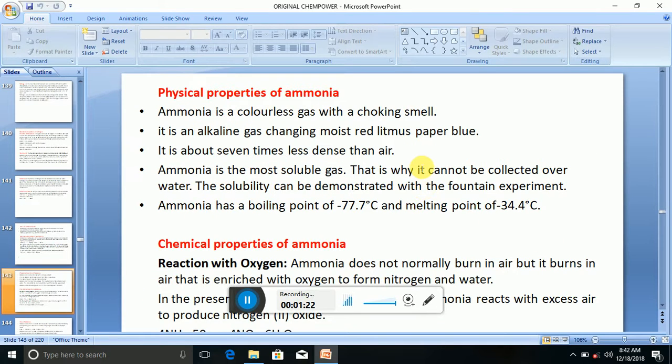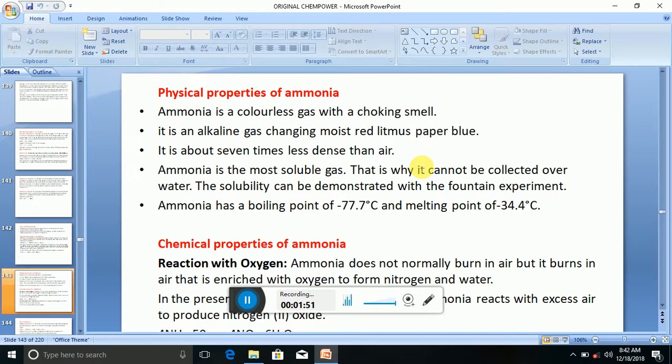Now let's look at the physical properties of ammonia. Ammonia is a colorless gas with a choking smell. It is an alkaline gas, changing moist red litmus paper blue. It is about 7 times less dense than air. Ammonia is the most soluble gas. That is why it cannot be collected over water.